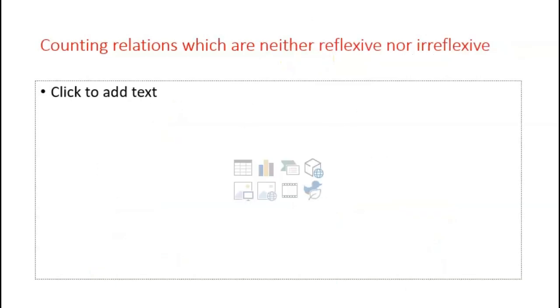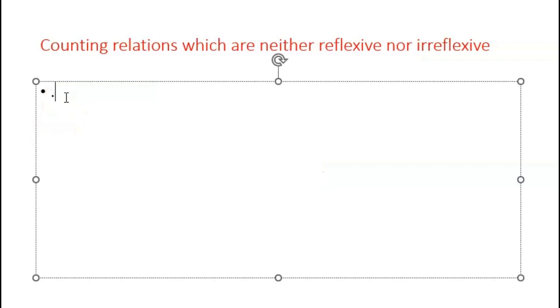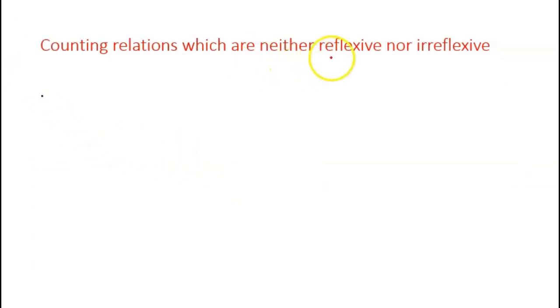Finally, we are going to talk about those relations which are neither reflexive nor irreflexive. It is very easy to count, because we have already counted the total number of relations, that is 2 to the power n square, right?